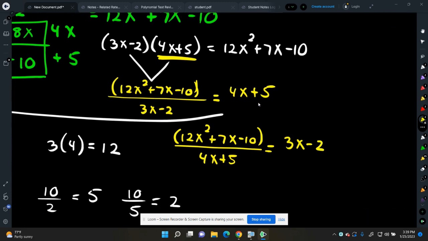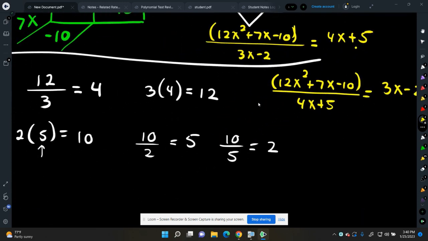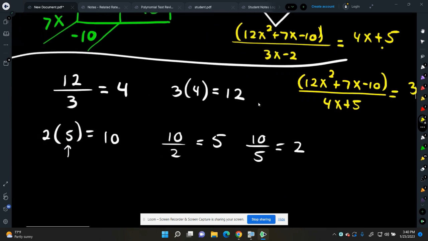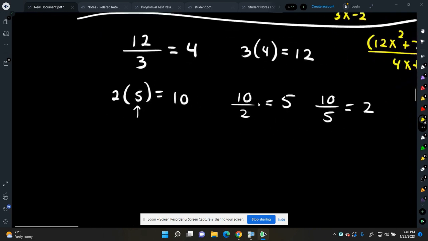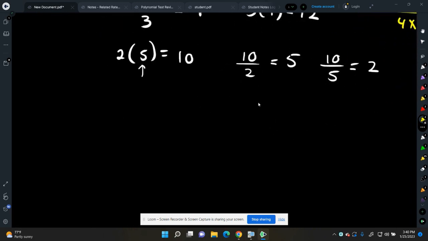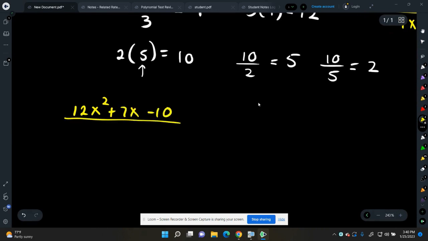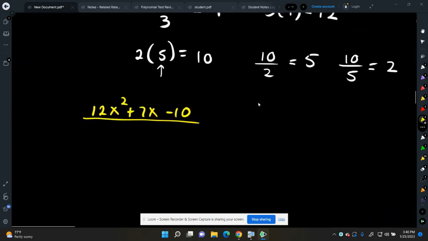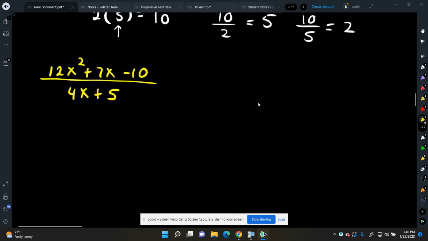Okay, so what we're going to do is use the tabular method and figure out how to do this division. Let me just use that example in my tabular method. 12x squared plus 7x minus 10 divided by 4x plus 5. Okay. Now I'm going to make a table.